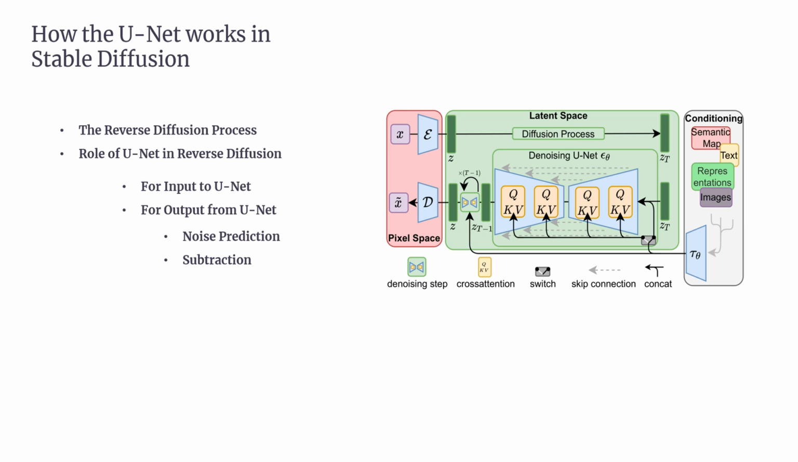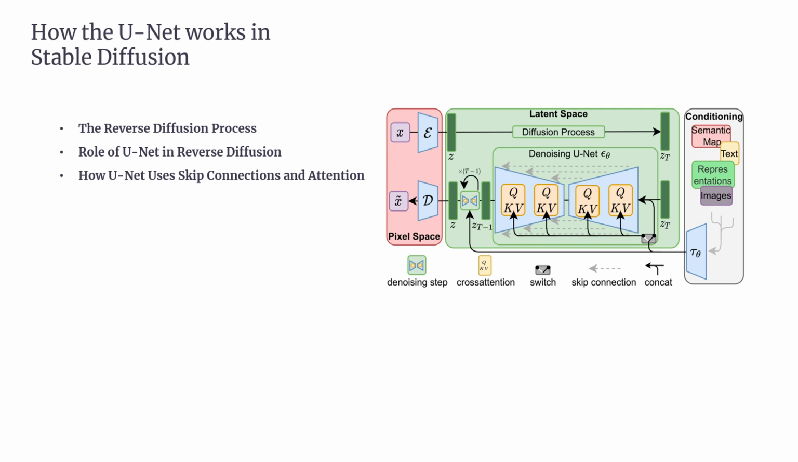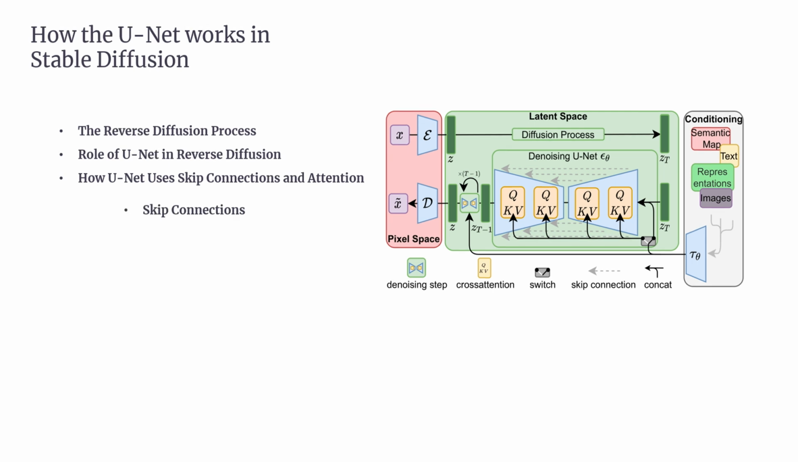The third, how UNet uses skip connections and attention. The UNet uses a couple of architectural features to make the denoising process efficient and effective. 1. Skip connections. These are connections between layers in the encoder and the decoder part of the UNet. The encoder captures context from the image, while the decoder reconstructs the image. The skip connections help preserve fine details during this process, ensuring that nothing important gets lost as the image is transformed from noisy to clean.